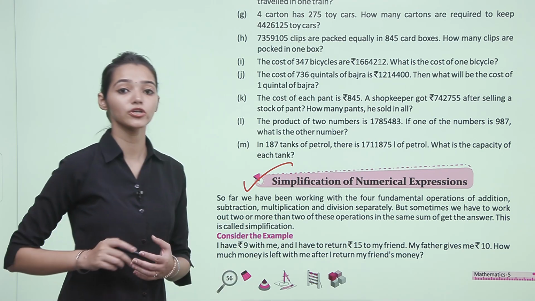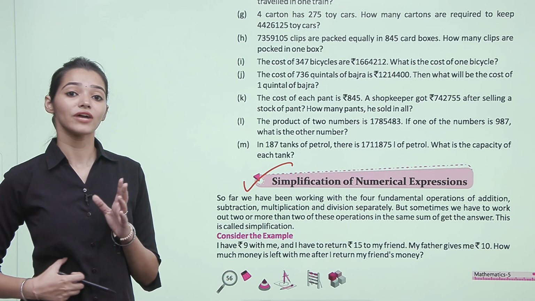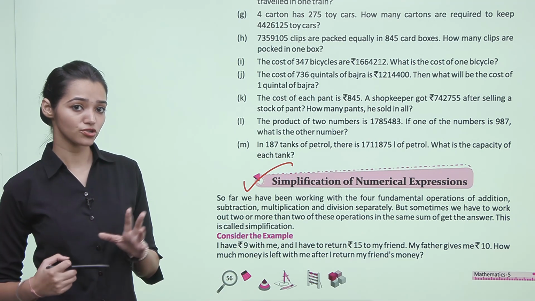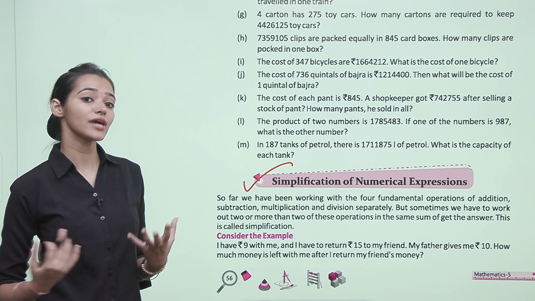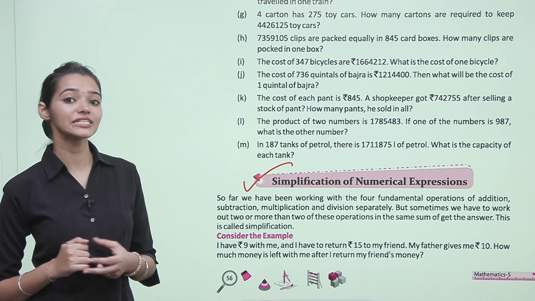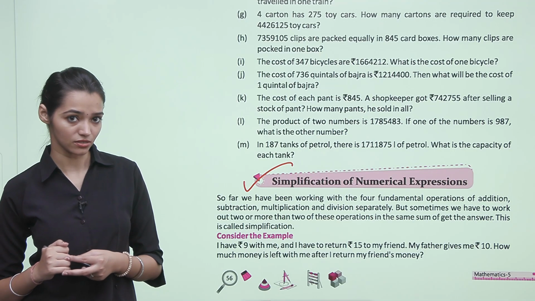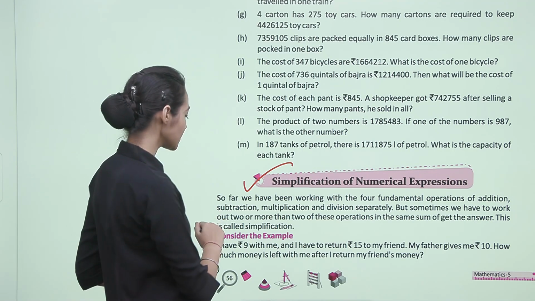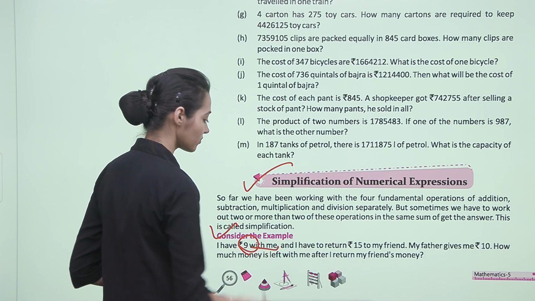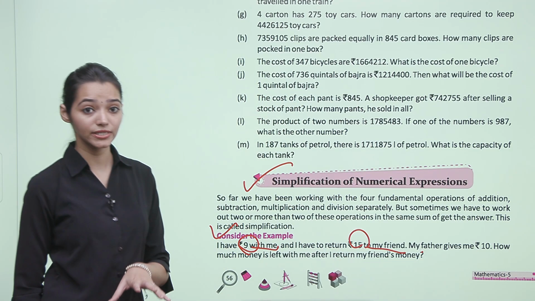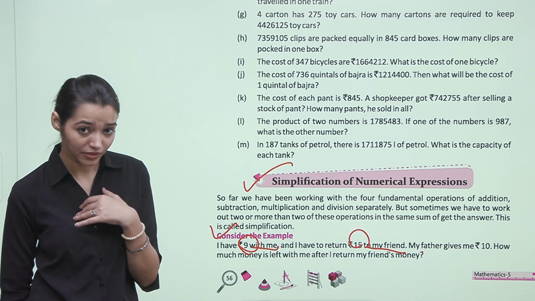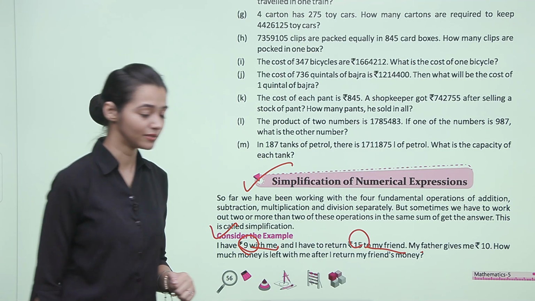Now let's look at the simplification of numerical expressions. So far we have been working with the 4 fundamental operations of addition, subtraction, multiplication and division separately. But sometimes we have to work out more than 2 of these operations in the same sum to get the answer. Consider the example: if I have 9 rupees with me and I have to return 15 rupees to my friend and my father gave me 10 rupees, then how much money is left with me after returning my friend's money?